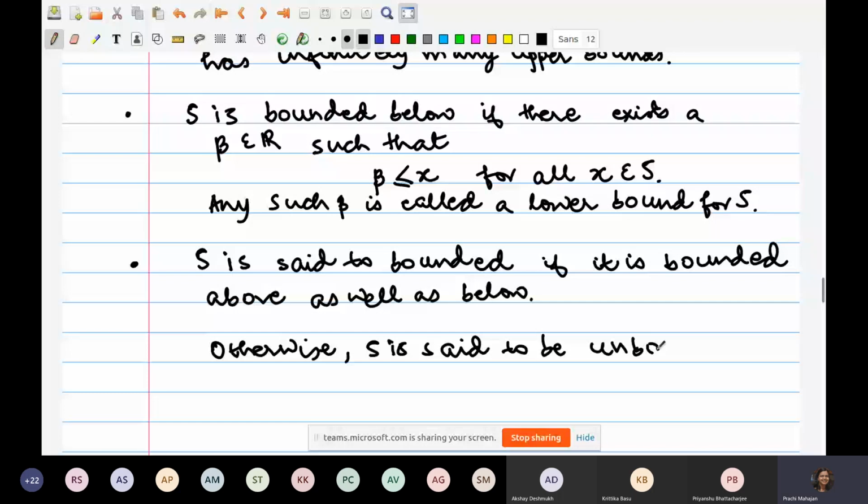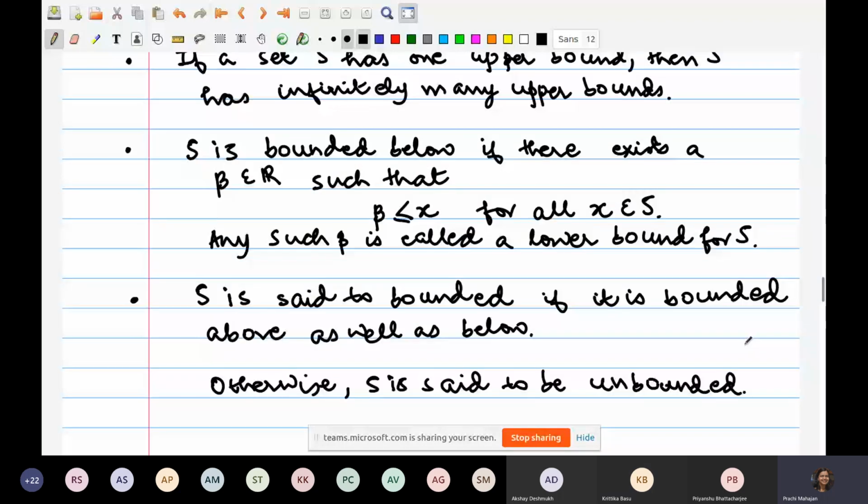Which means that it may happen that S is bounded below but not bounded above. In that scenario also, we will say that S is unbounded, and vice versa. Is that okay? Everybody with me? Please ask if there are any doubts or questions.